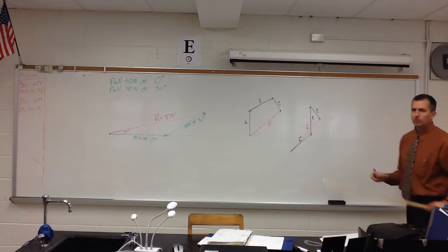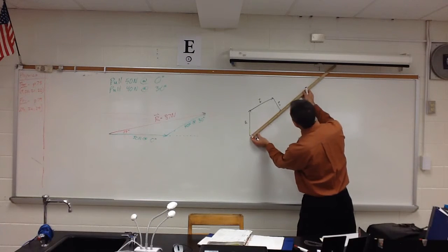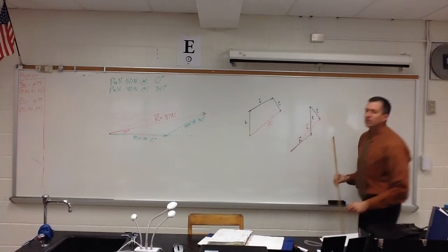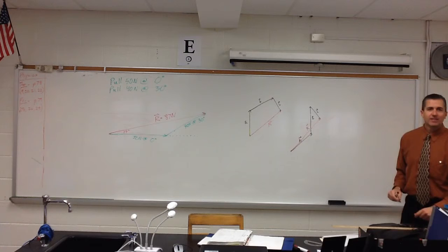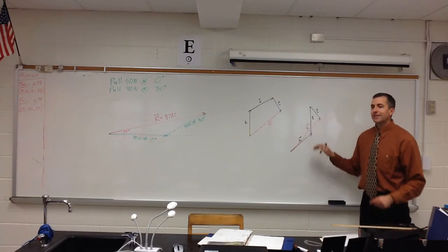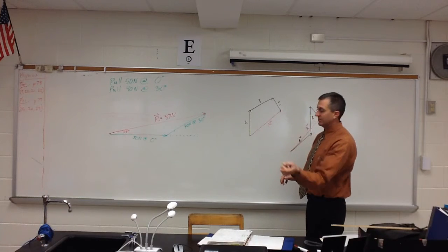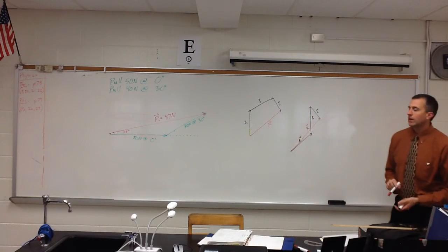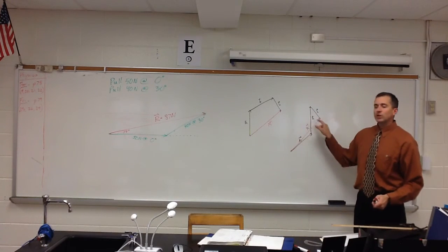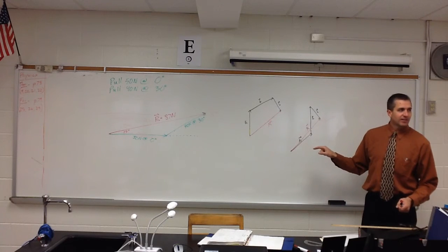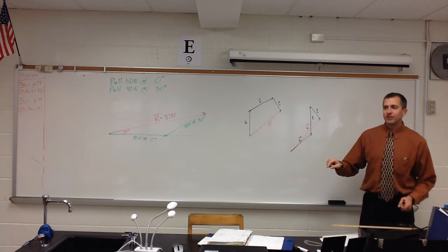I know you can take out your ruler and start measuring. But what do you notice visually about these two resultants? They're the same length and same direction, same angle, pointing the same degree. So it does not matter which order you add vectors, you'll always get the same result.